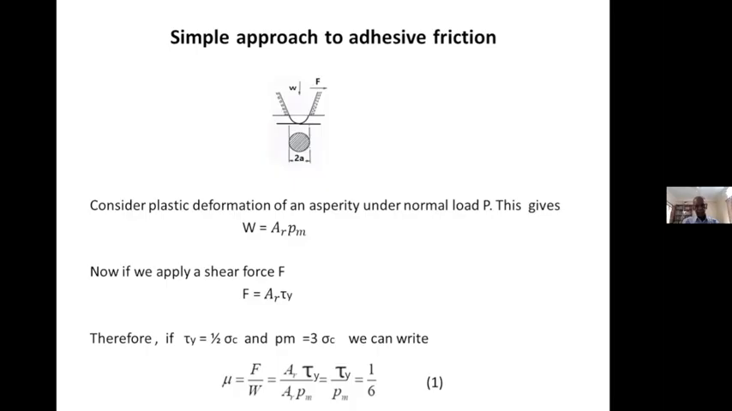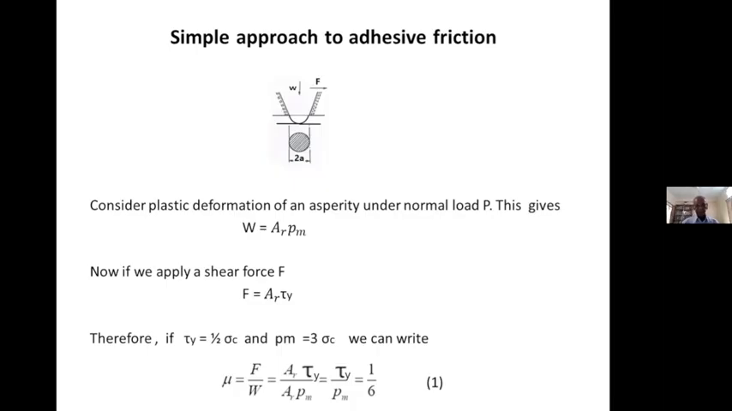And also PM, the hardness, is around 3 times the compressive yield stress. So if we substitute that, we get 1/6. So this means that for ductile material, we should get a friction of about 1/6. This is a very simplistic way of looking at things. It will never be like this.